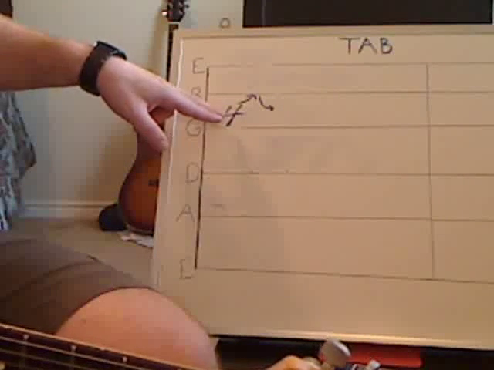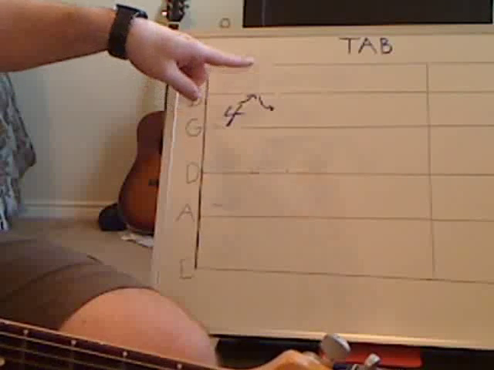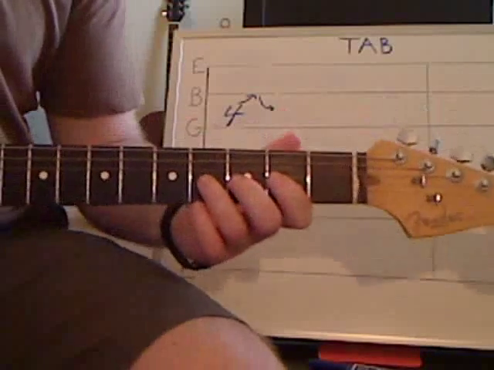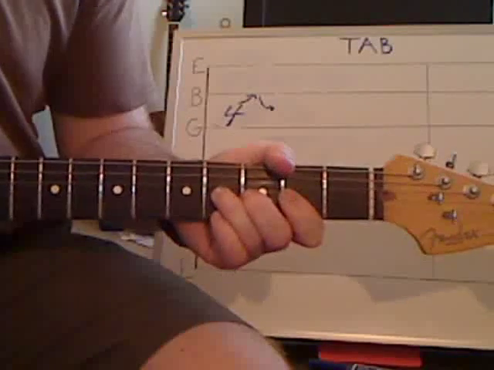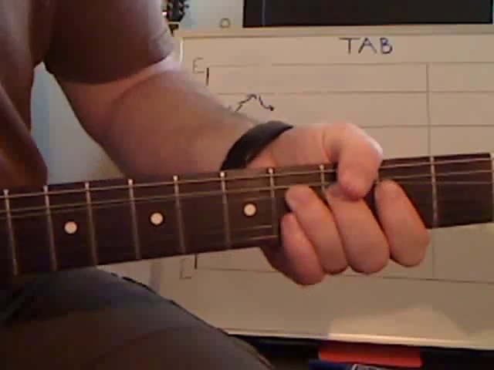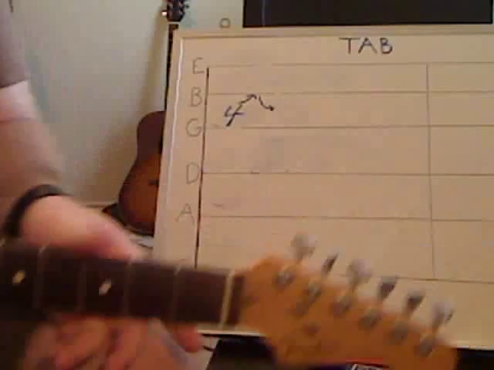What this is telling me is I want to play that 4th fret on the G string, but I want to bend the string up, and then I want to let it back down. So it's going to look like this. Okay? I'll get a little closer to the camera so you can see. Okay? And that's basically all I'm doing.